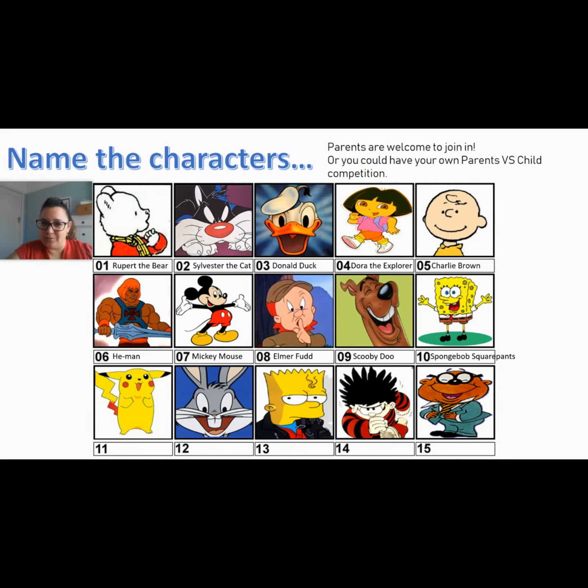I believe there are rumours about a He-Man movie coming out at some point. Last line. Pikachu, Bugs Bunny, Bart Simpson, Dennis the Menace, and Penfold. There's definitely one for the parents out there. Well done. Count up those scores, see how you did. And maybe spend a bit of time finding out about some of those characters that you've not heard of before.